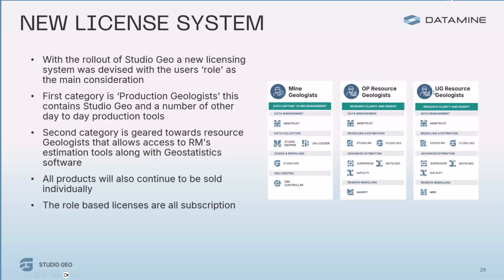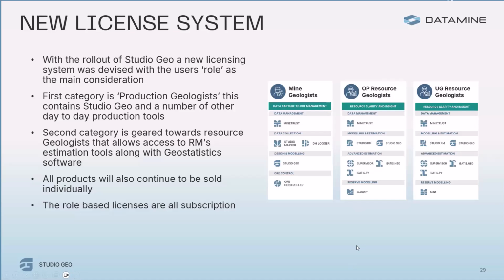So the second category, these two over here, resource geos, and it will allow access to both RM and Geo, and some of the estimation tools. So this is stuff like Supervisor and Isatis. So if you want to go and create your variograms or run a simulation or do top cut analysis, that can all be done using these.